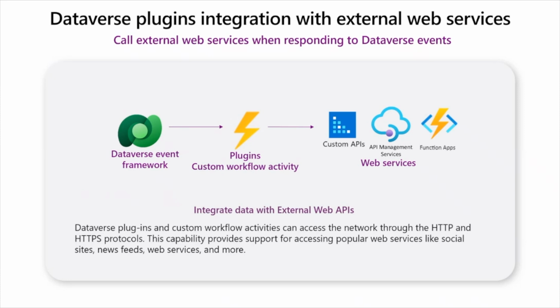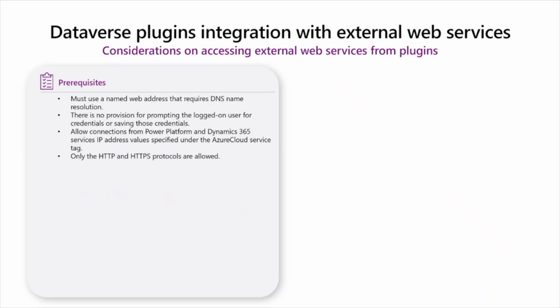First, plugins and custom workflow activities registered in sandbox mode can access the network through the HTTP and HTTPS protocols. This capability provides support for accessing social sites, news feeds, services, or web apps. When calling external services from your plugins, please consider the next. IP addresses cannot be used, so you must use a named web address that requires DNS name resolution. There is no provision for prompting the logged on user for credentials, and you must allow connections from Power Platform and Dynamics 365 services IP address values specified under the Azure Cloud Service tag.